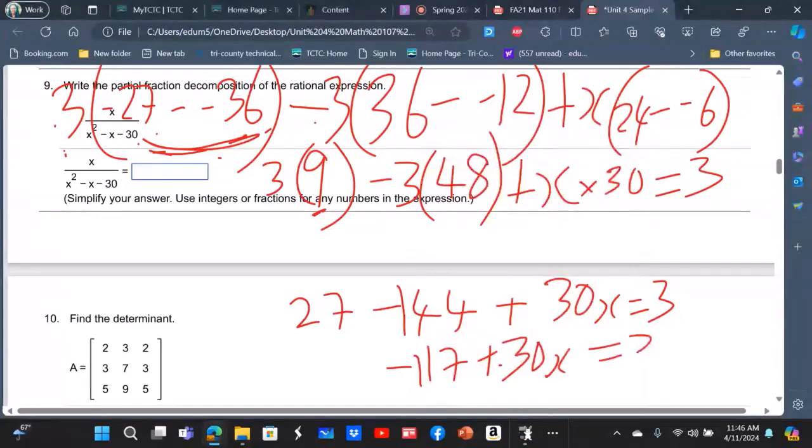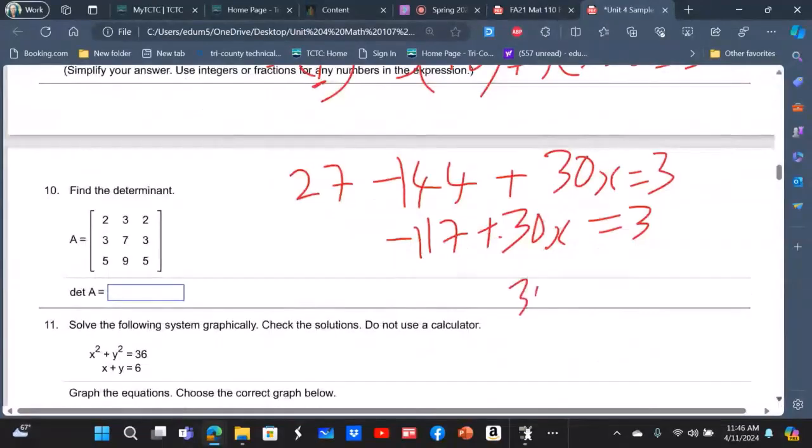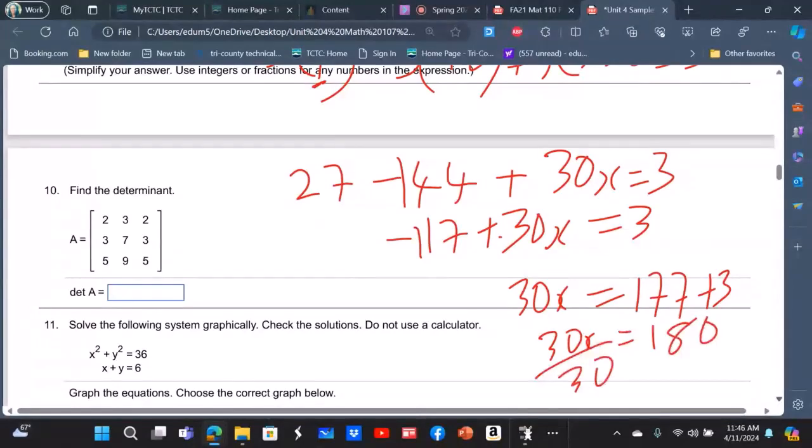Then we will simplify, add 177 on both sides. So I have 30x is equal to 177 plus 3. If I add 3 to 177, I have 180. So 30x is equal to 180. Divide both sides by 30. And this cancels. 3 goes into 18 six times. Therefore, x is equal to 6.